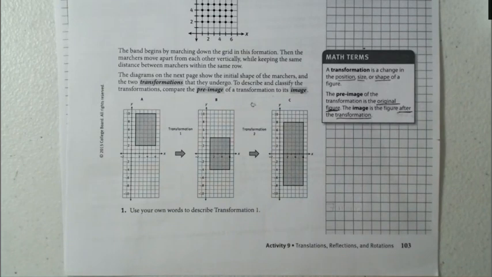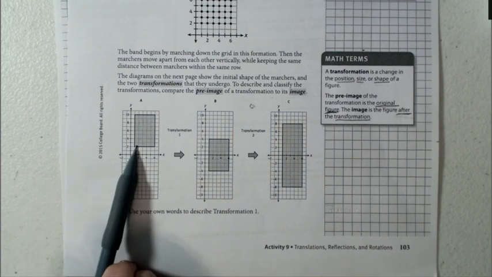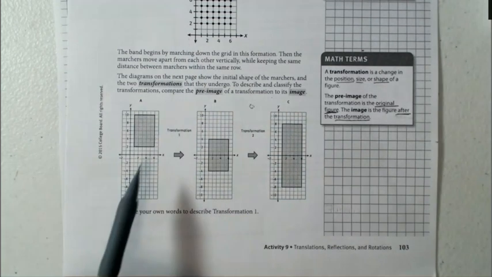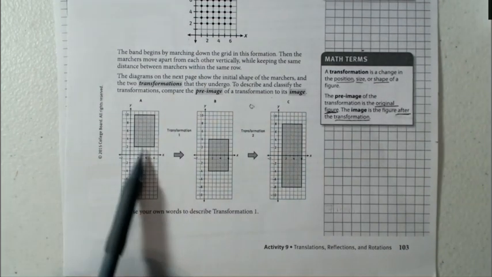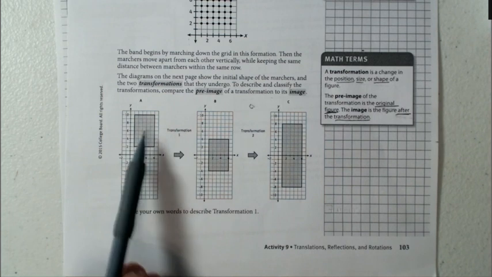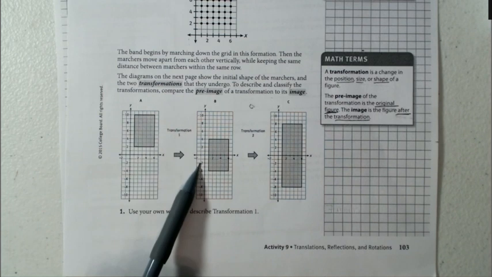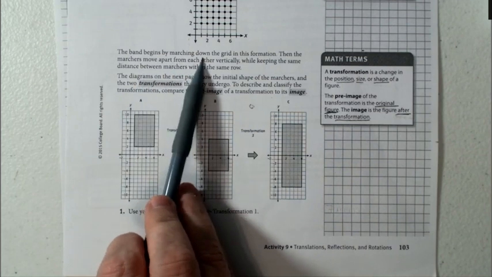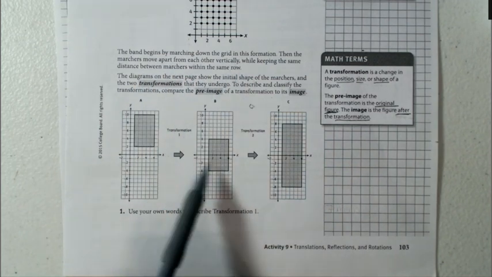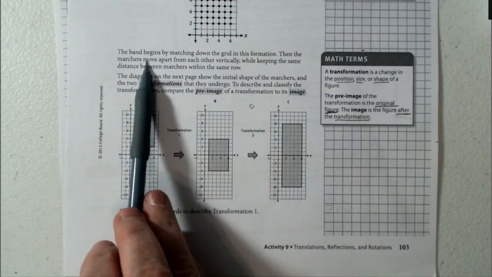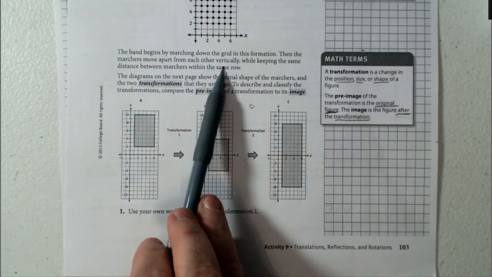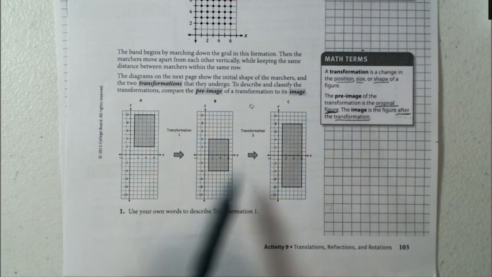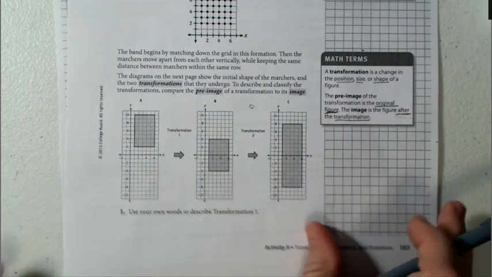Question 1 says, use your own words to describe transformation 1. Now, here's the original picture that they showed us earlier. And then notice that they marched to a different position, right? Remember it said that they marched down the grid. And then remember it says that now the marchers move apart from each other vertically while keeping the same distance. So that's transformation 2. Let's take a look at question number 2.